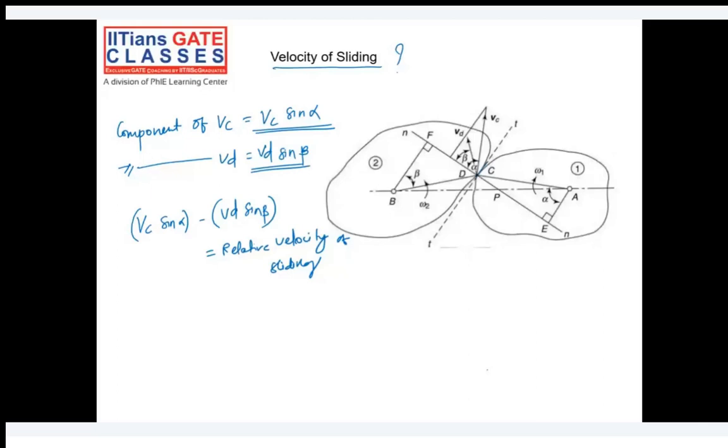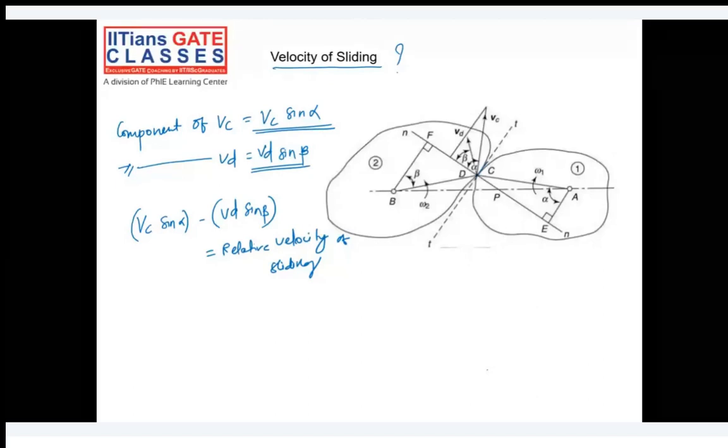Relative velocity of sliding is Vc sine of alpha minus Vd sine of beta, because the velocity of first gear is, let's say, Vc sine of alpha along the common tangent. Velocity of second gear will be Vd sine of beta along the common tangent, and the difference between them will be the relative velocity of sliding. Now you can further simplify this if you want.